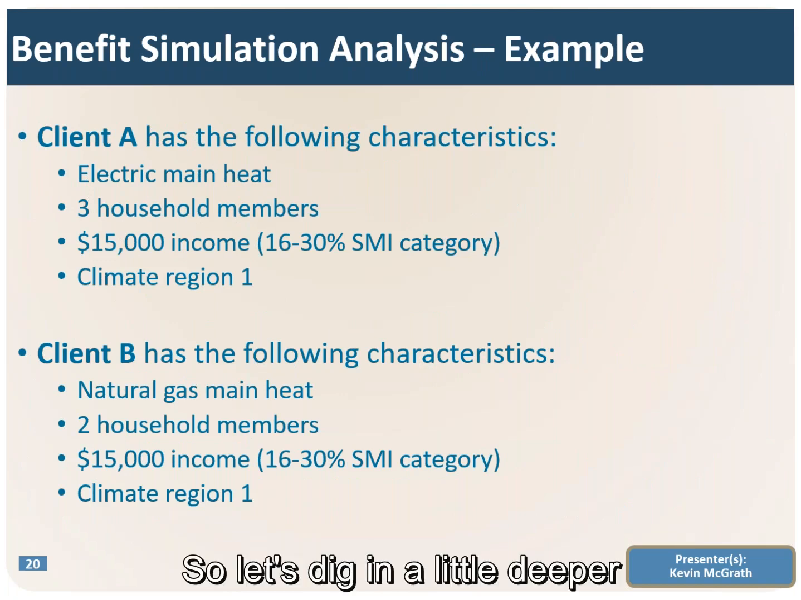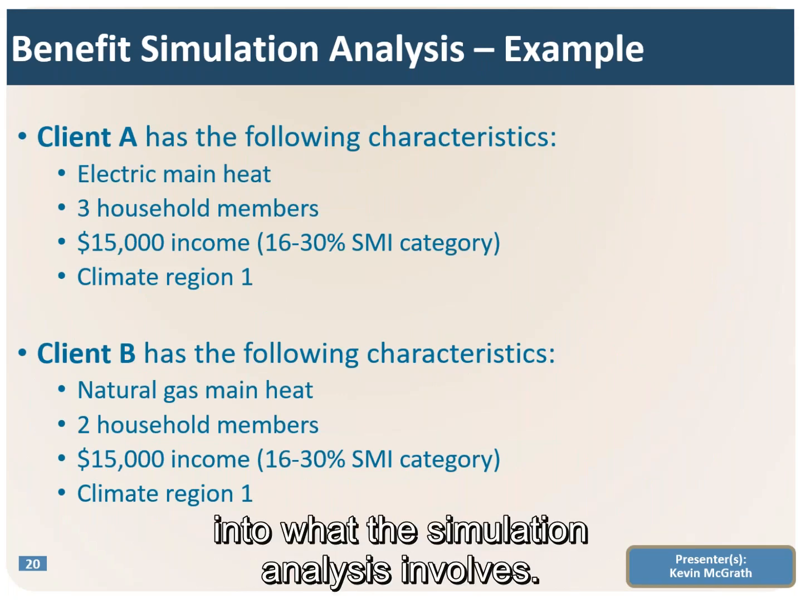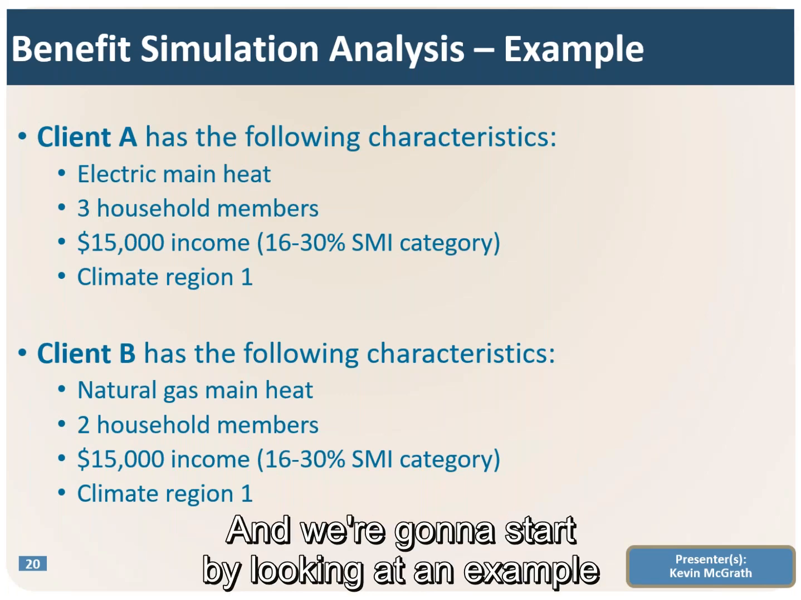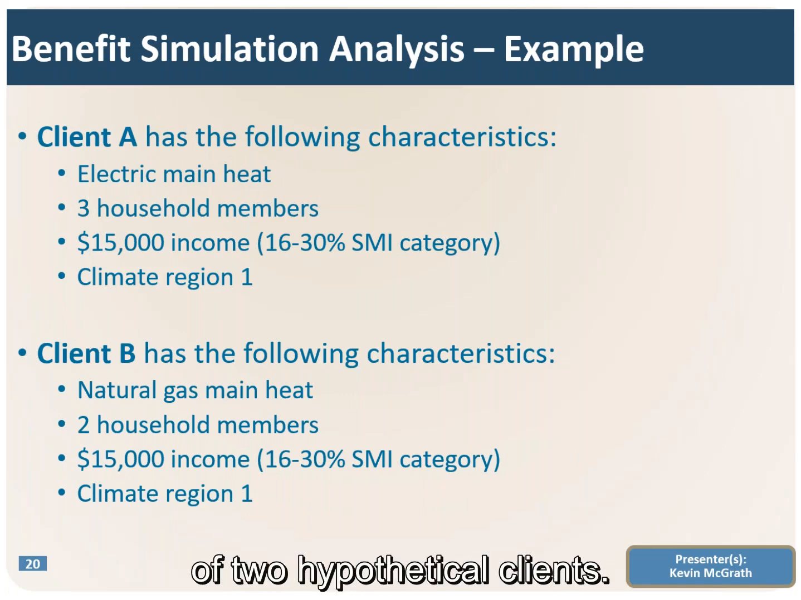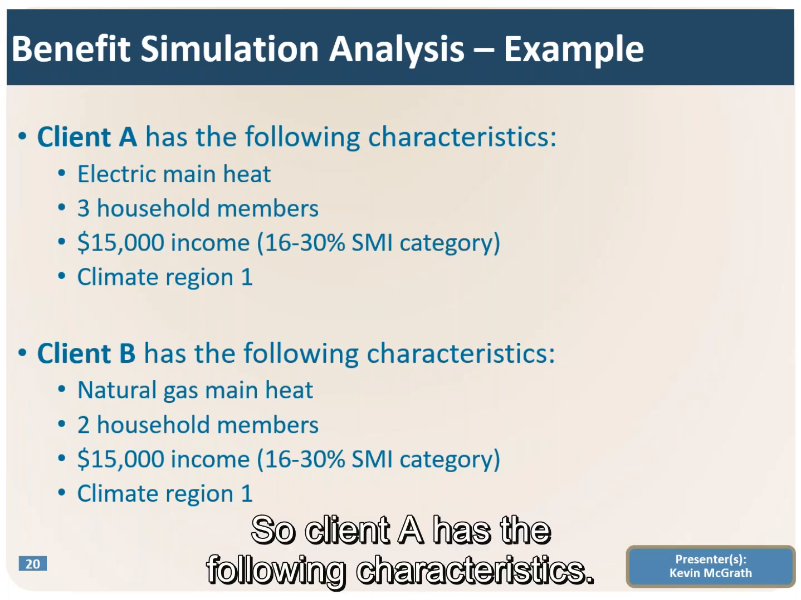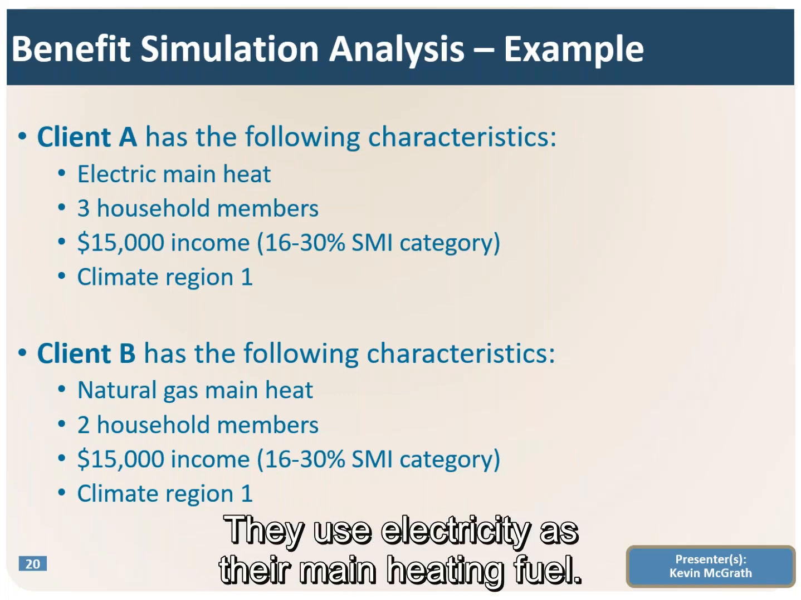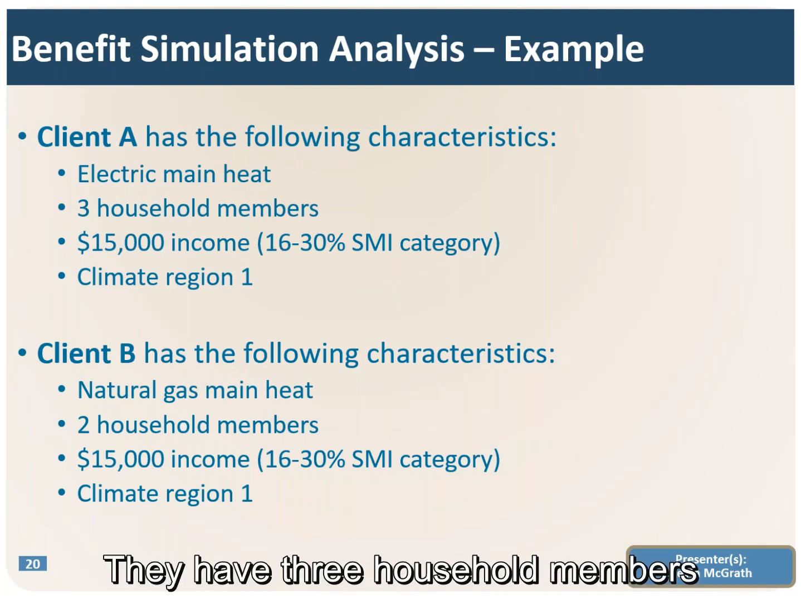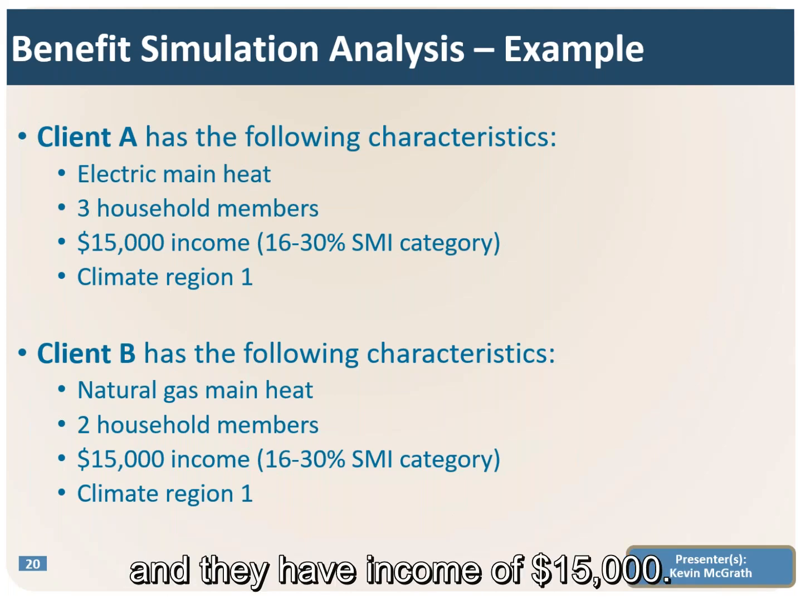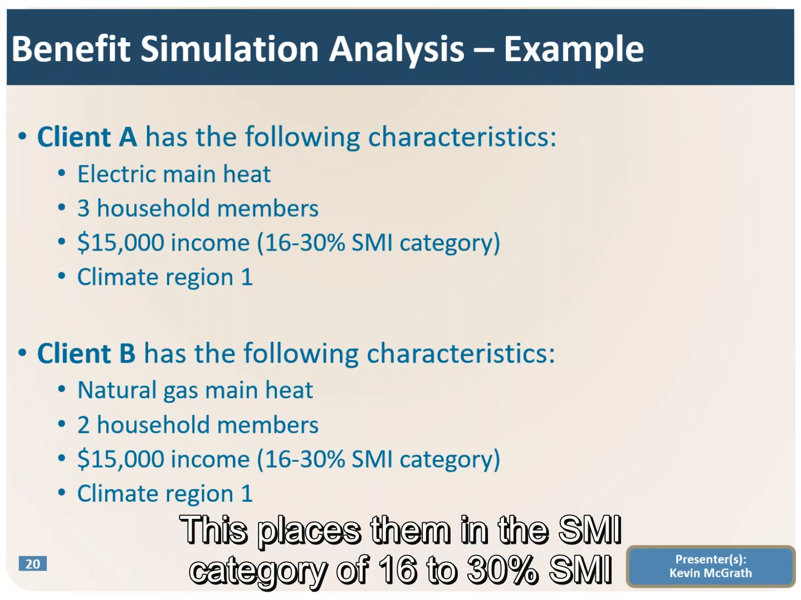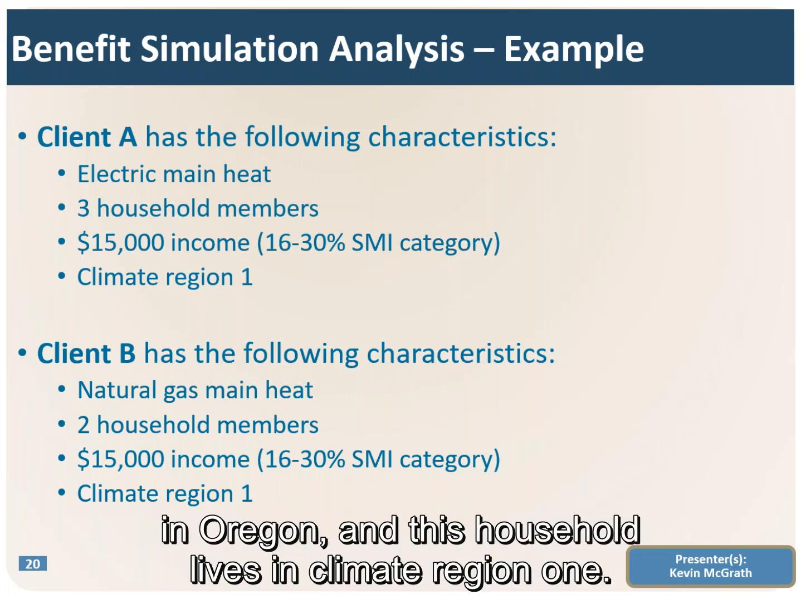So let's dig in a little deeper into what the simulation analysis involves. And we're going to start by looking at an example of two hypothetical clients. So client A has the following characteristics. They use electricity as their main heating fuel. They have 3 household members, and they have income of $15,000. This places them in the SMI category of 16 to 30% SMI in Oregon, and this household lives in climate region 1.